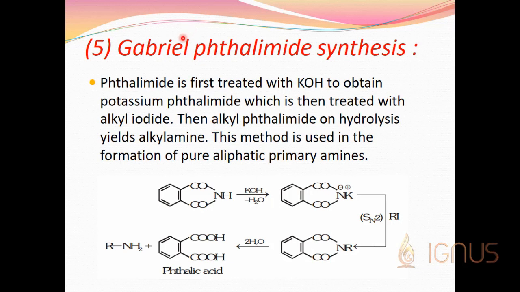Next, a very important method, Gabriel phthalimide synthesis. Phthalimide is first treated with KOH to obtain potassium phthalimide, which is then treated with alkyl halide. Then alkyl phthalimide on hydrolysis yields alkyl amine. First, phthalimide is treated with KOH. Since it is a base, it will abstract this hydrogen and form a potassium salt. This potassium phthalimide is then treated with RI. This whole part will act as a nucleophile and attack over this R and expel out the readily leaving I as I minus. Hence you will be getting N-R.